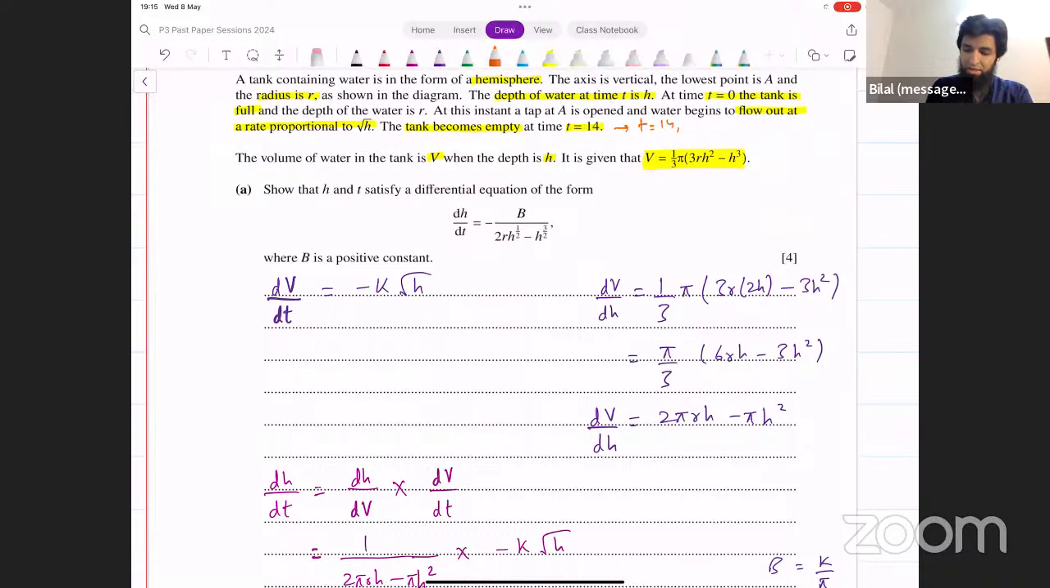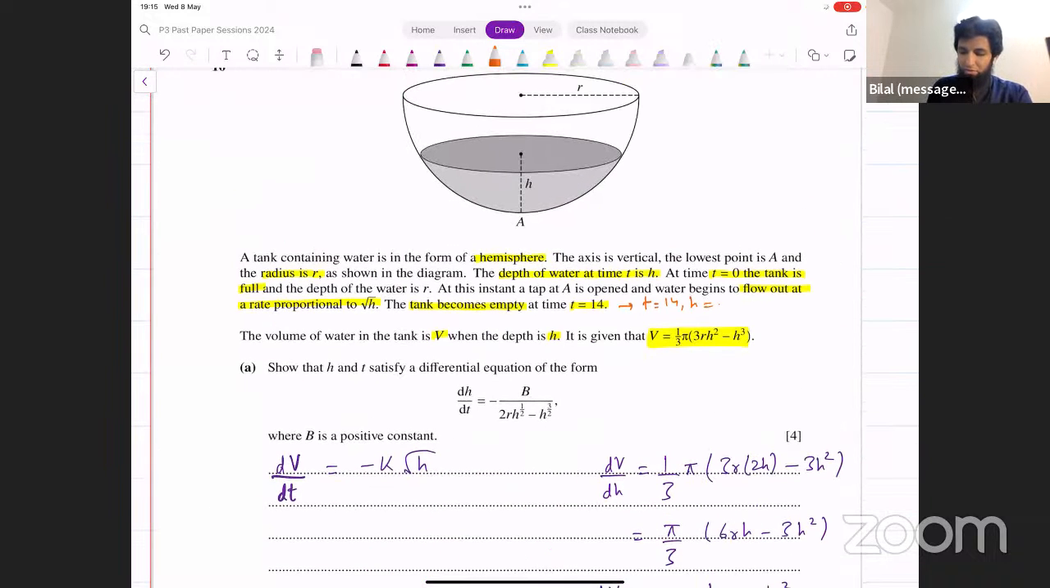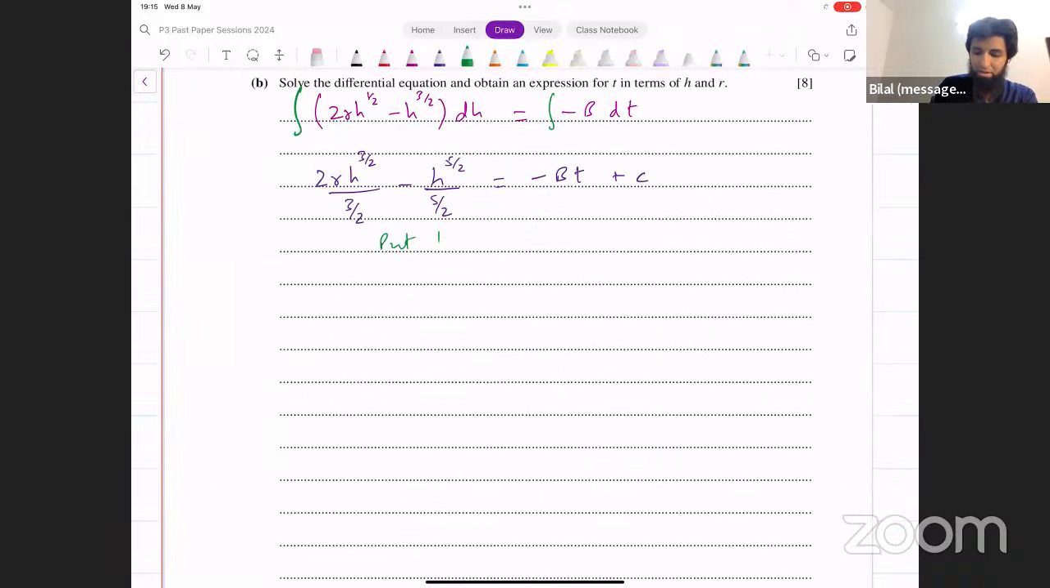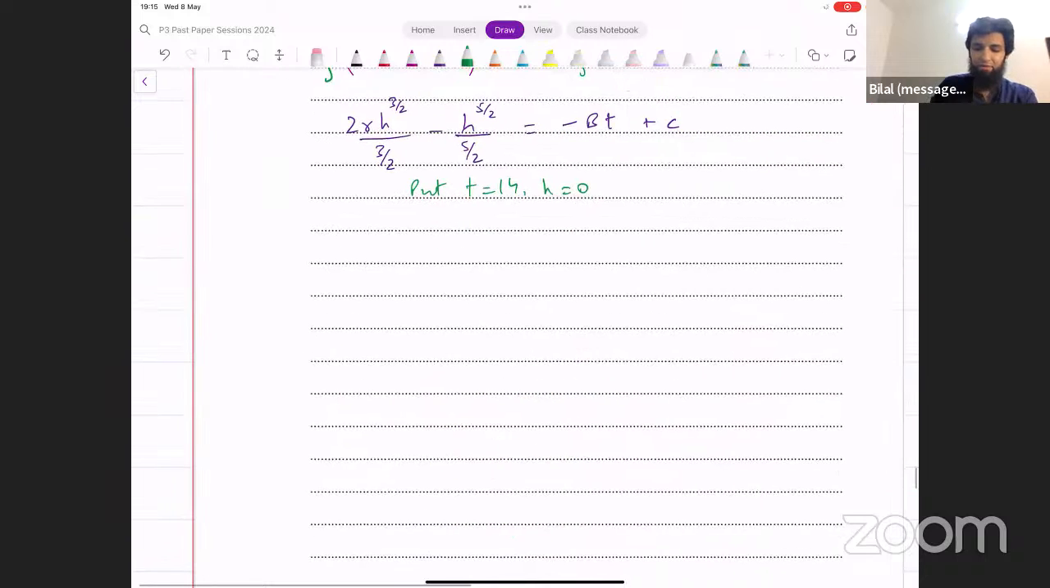When time is 14, tank is empty. What's the variable that we have? h. Depth of water will be 0. That's one point. t equals 14 and h equals 0. Let's put that here. We say let's input t equals 14 and h equals 0 first of all. Let's see what that gives us. 2 goes to the numerator here. It becomes 4 over 3r. In place of h, put 0. 0 raised to the power 3 over 2 minus 0 raised to the power 5 over 2 over 5 over 2 equals minus b into 14 plus c. We get an equation in terms of c and b. It's going to be 14b equals c.